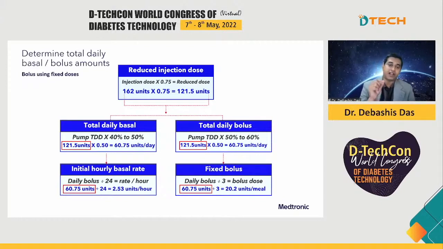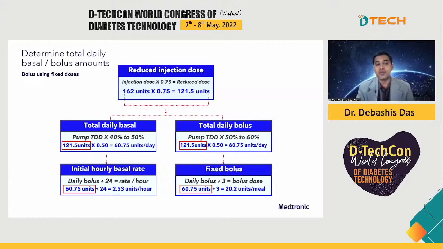In the case of a type 2 patient, unless the patient has severe hypoglycemia or there is an issue of hypoglycemia unawareness, one basal rate to start is fine enough. And then you can change depending on the glycemic profile.